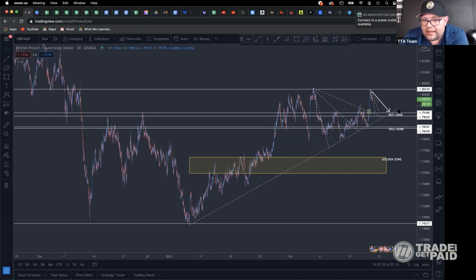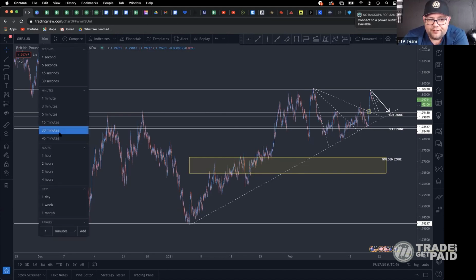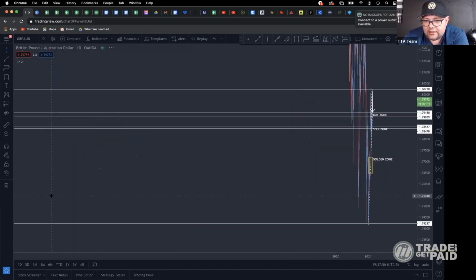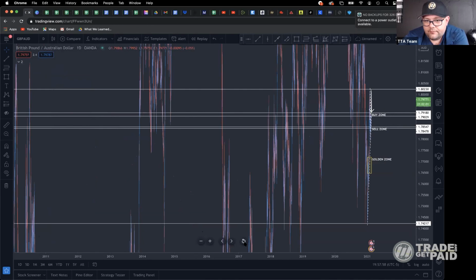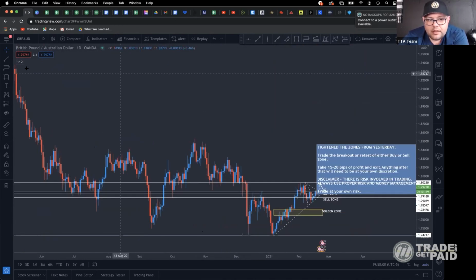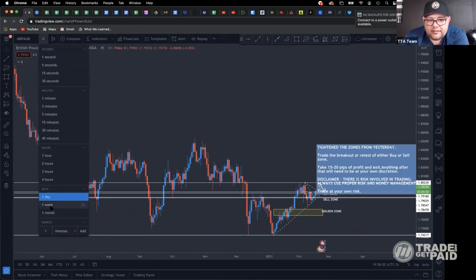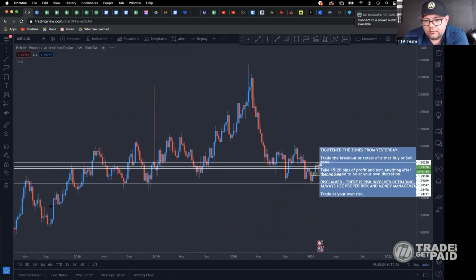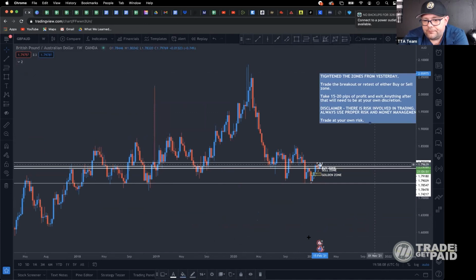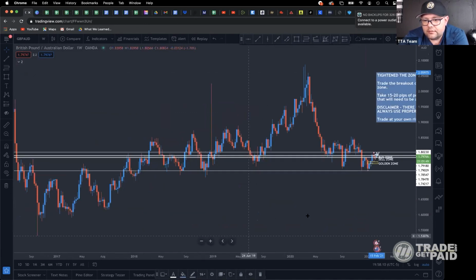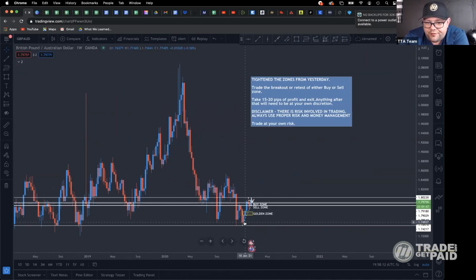eventually, when it gets broken or when it pushes up, guess what it's going to affect? It's going to affect the daily. And then guess what's going to happen? It's going to affect the weekly. Right? Look at this. That 4 hour movement is only a small part of a much bigger weekly movement.